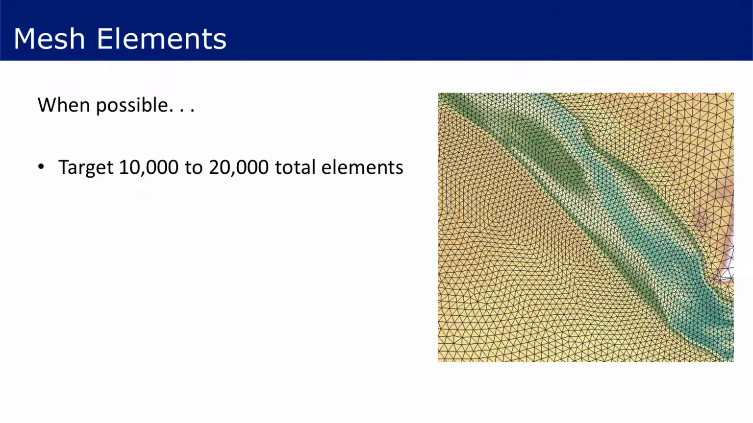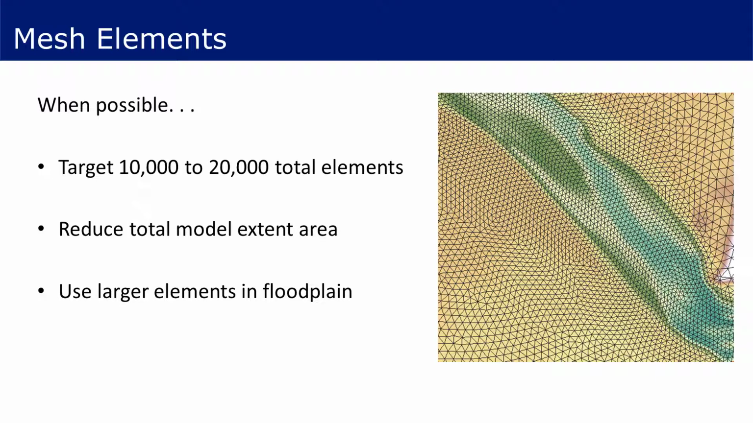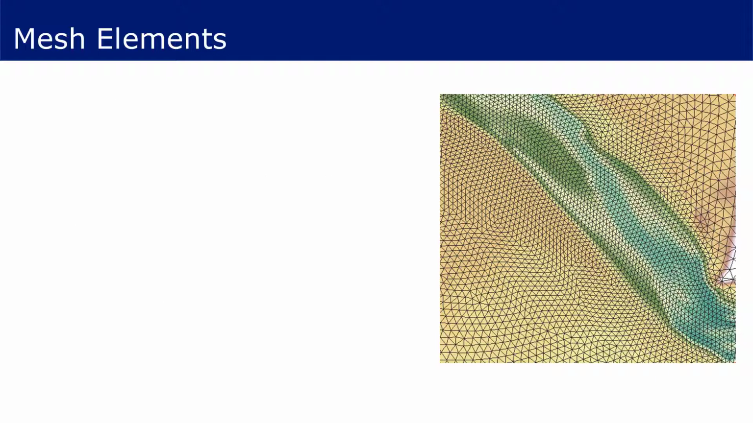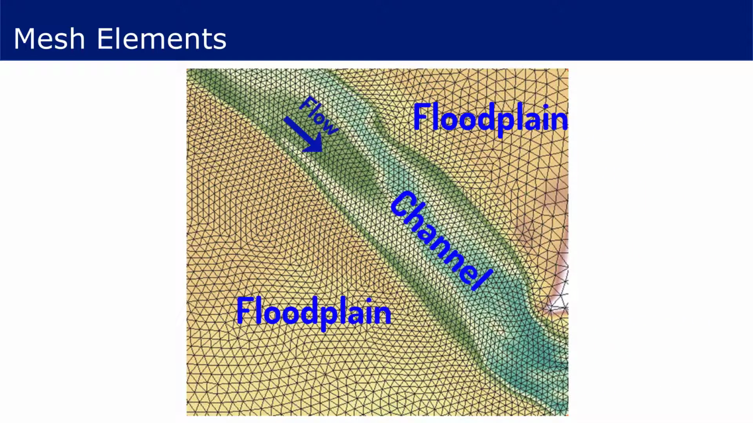Techniques for reducing the element total include reducing the total model extent area, increasing the size of elements that are away from the area of interest and are not likely to experience significant aggradation or degradation, and using quadrilateral elements instead of triangular elements. For example, this mesh is a close-up from a model of a channel and floodplain that performs well for generating rigid boundary hydraulic results.